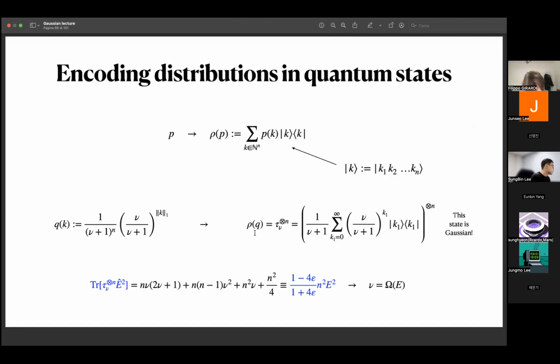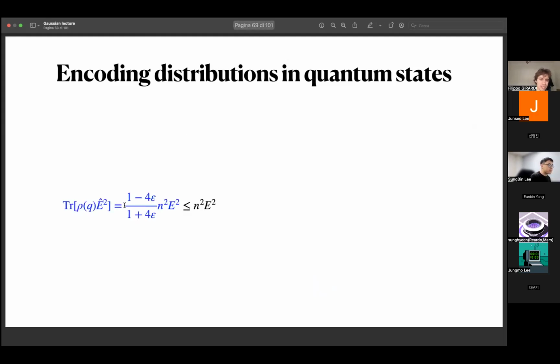And in order to apply the trace distance bounds, we always need an energy constraint. So we need to make sure that the energy of this rho Q, the second moment of the energy, is suitably upper bounded. In order to do that, we need to make a specific choice of nu. This is just a simple computation. You write down the definition of the energy, you expand all the terms, and you will find out that using this specific state, you will get this identity. And so you set nu so that it satisfies this equality. And you can see that nu will be asymptotically of the order of the energy. So let's keep in mind this equality.